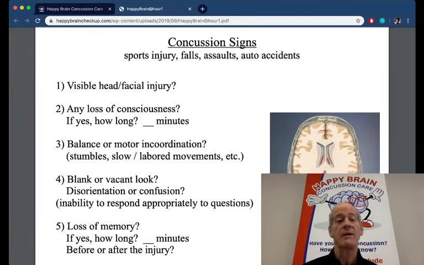Now, that brain injury may be very minimal, or it may be really severe. So anytime there's a head or face injury, that is a sign of a concussion. Any loss of consciousness for a second or for 5 minutes, any loss of consciousness is a sign of a concussion. Now, you may come across somebody who is passed out. Does that mean they had a concussion?